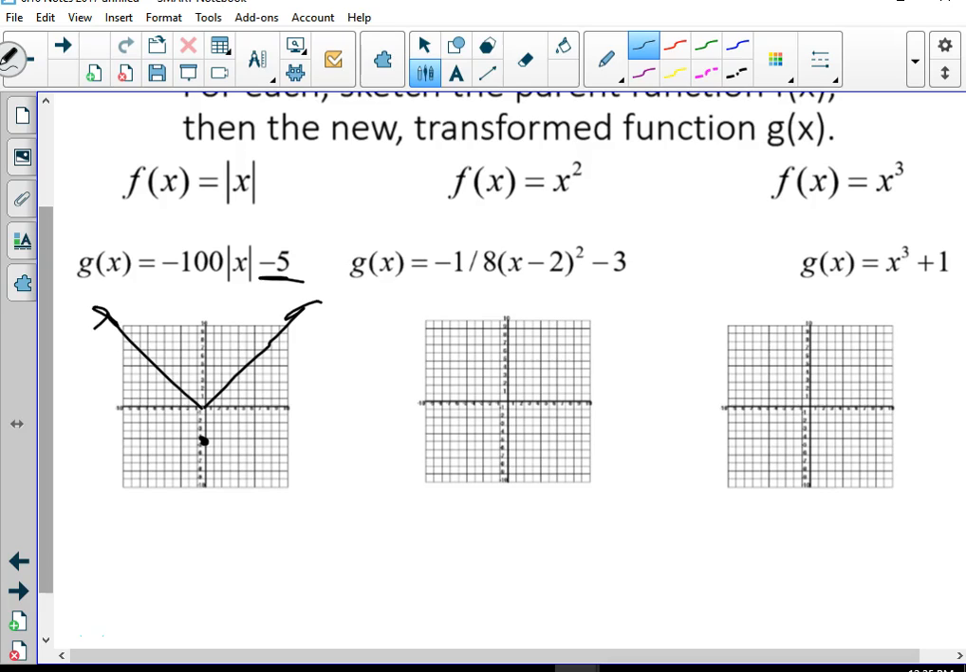Now, what's the negative going to do to it? Flip it down. What's the 100 going to do to it? Make it narrow. Really narrow. 100 is going to make it really narrow.